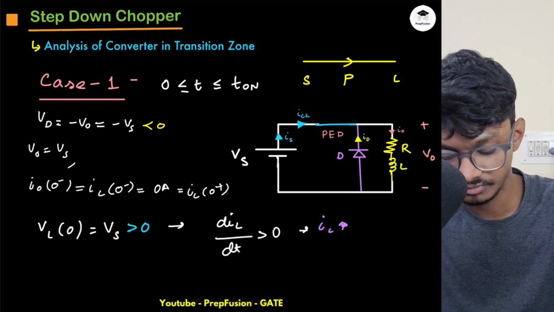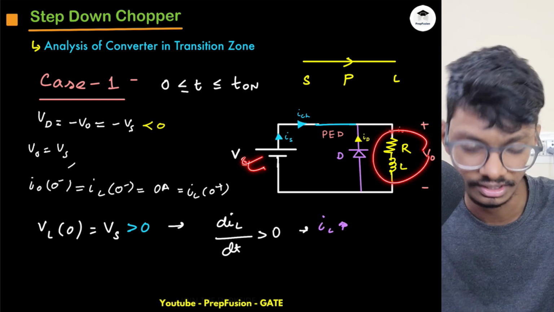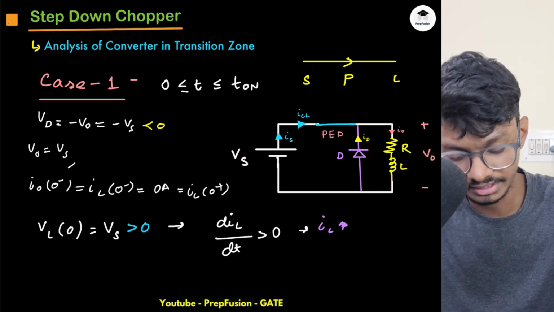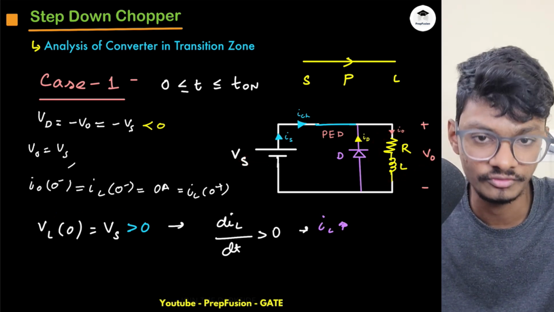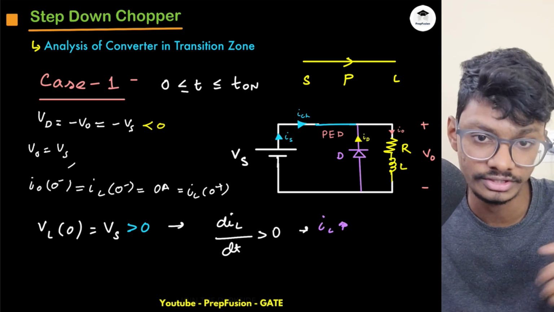In this circuit, a DC voltage source is connected, and this is simply an RL circuit. So it will be a simple transient equation. What is the final value? The final value is Vs by R.